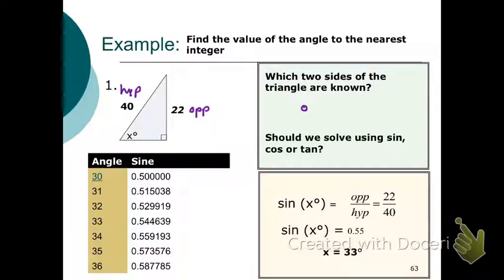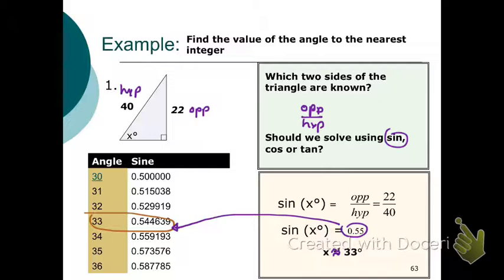Hopefully you remember it's sine, SOHCAHTOA, right? Sine is opposite over hypotenuse. So you would write an equation that says the sine of x degrees is the opposite over the hypotenuse, 22 over 40. So the sine of x is 0.55. I can get that from my table, or I get that from the calculator, and then from the table I look for 0.55 and find out that it is 33 degrees. So there it is. I've just found that angle, knowing two sides.